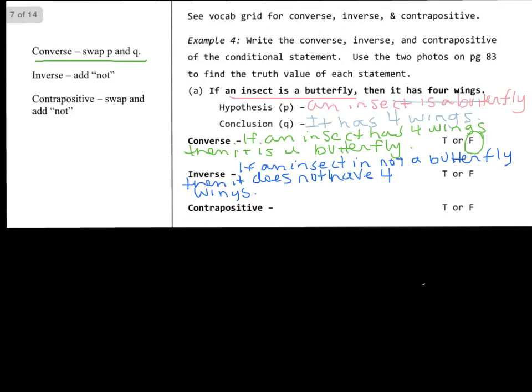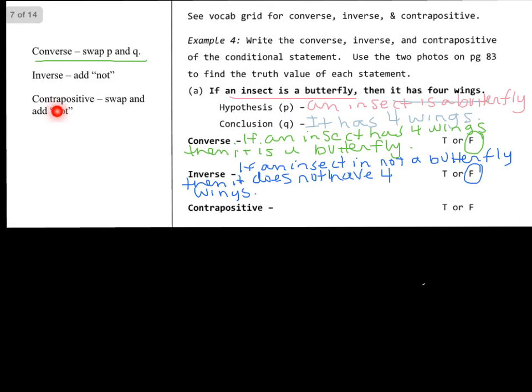And I'm not just coming up with this information from memory. If you're looking at the photos on page 83 in your textbook, there's a picture of a moth and a butterfly, and you can see that a moth is not a butterfly, but it has 4 wings. So that means that my inverse must also be false.